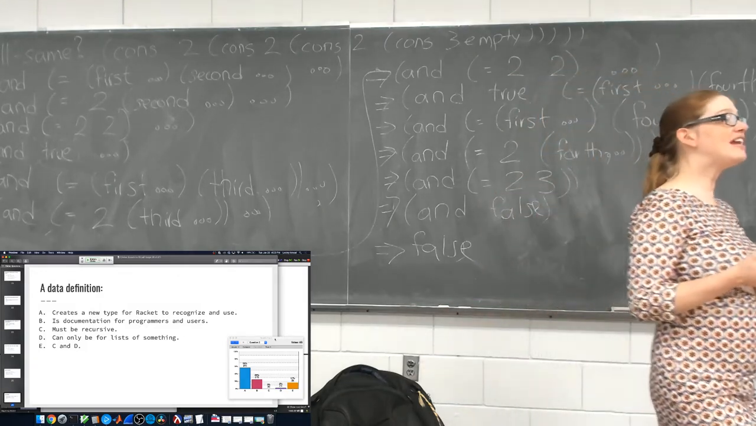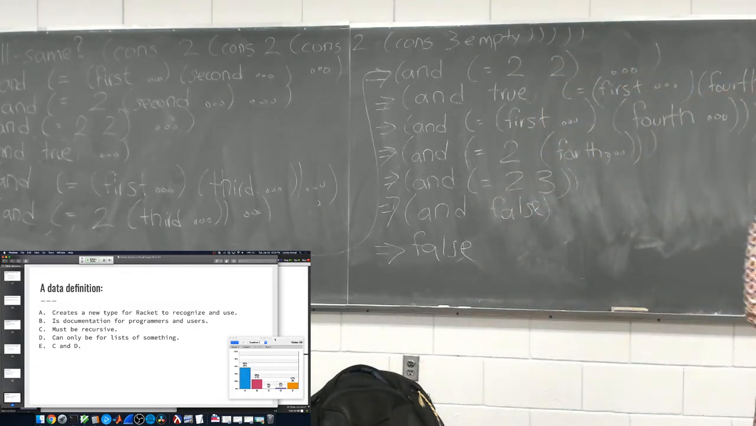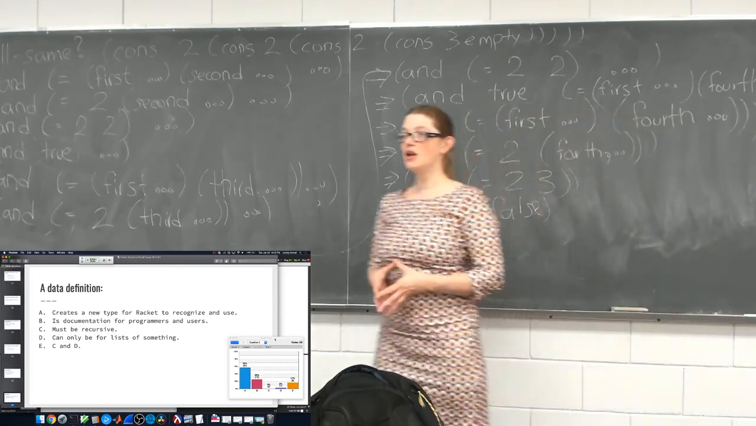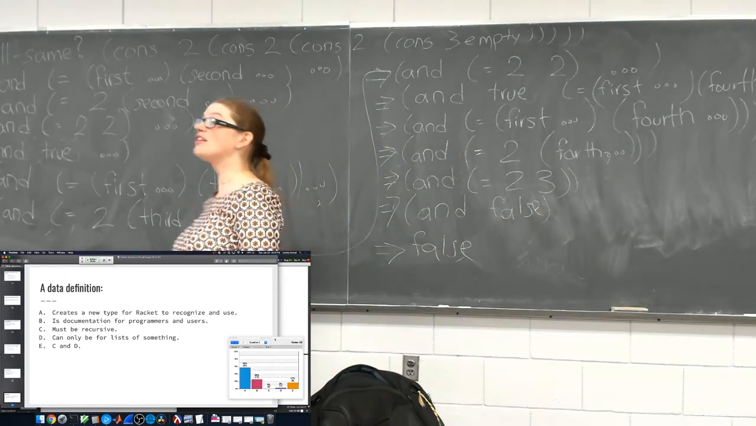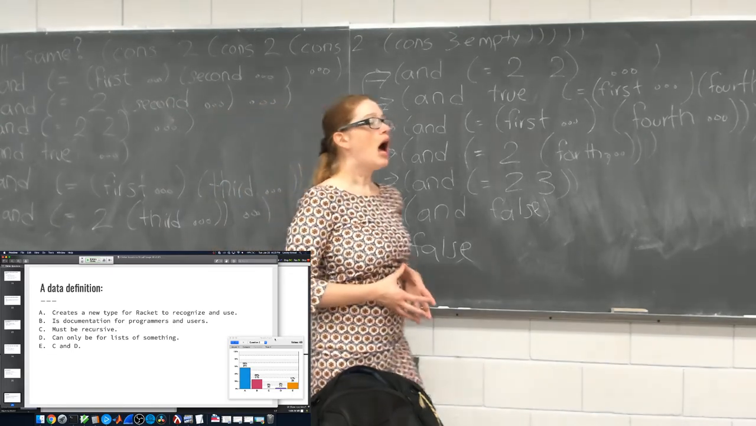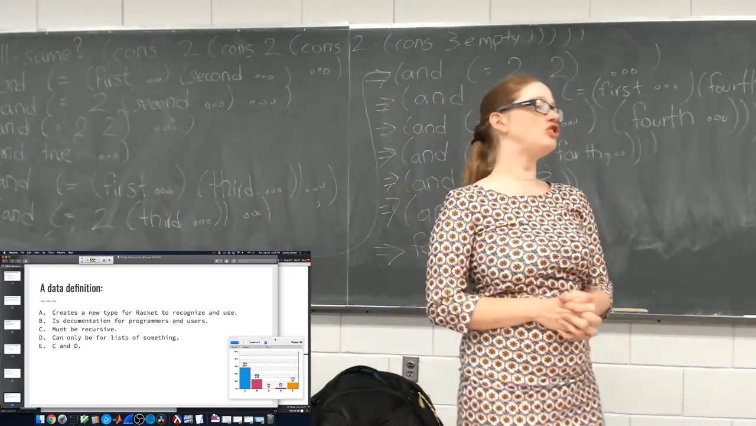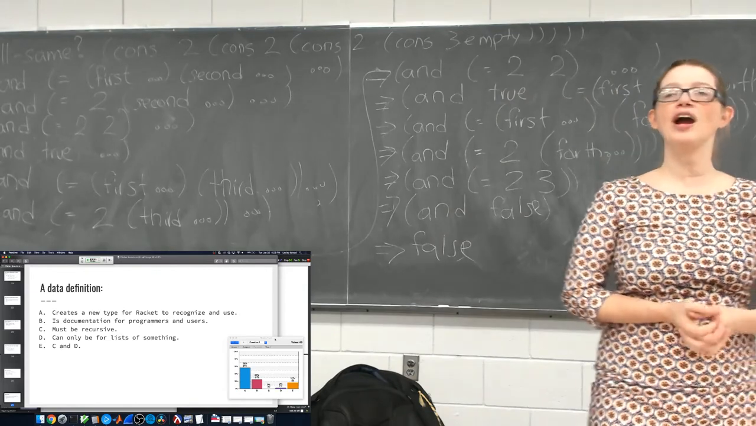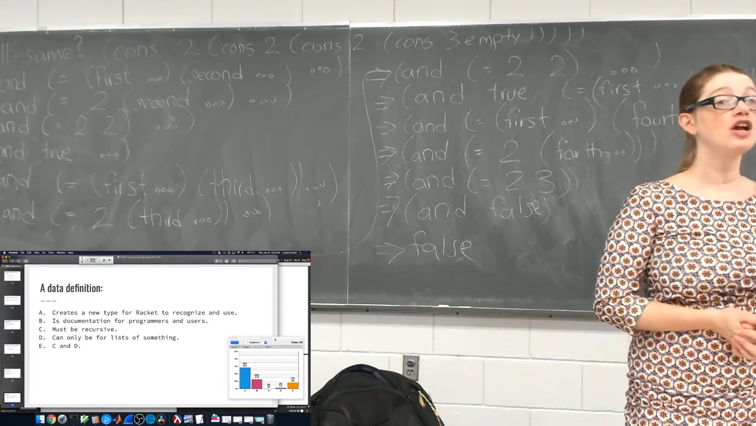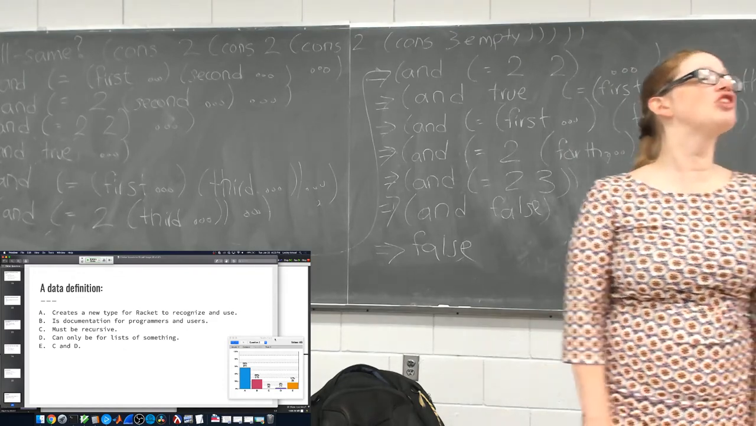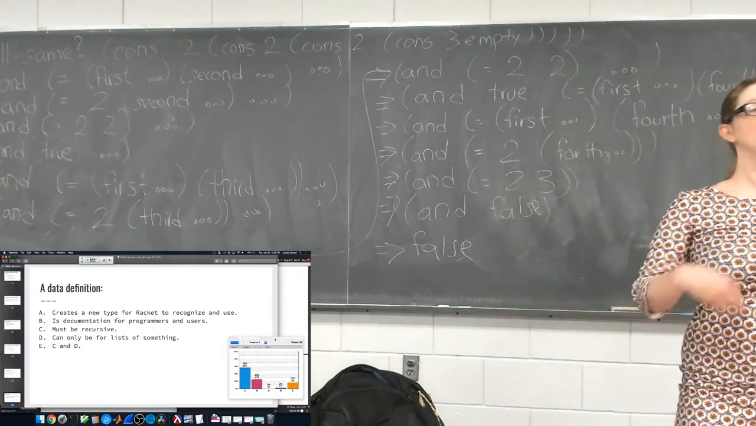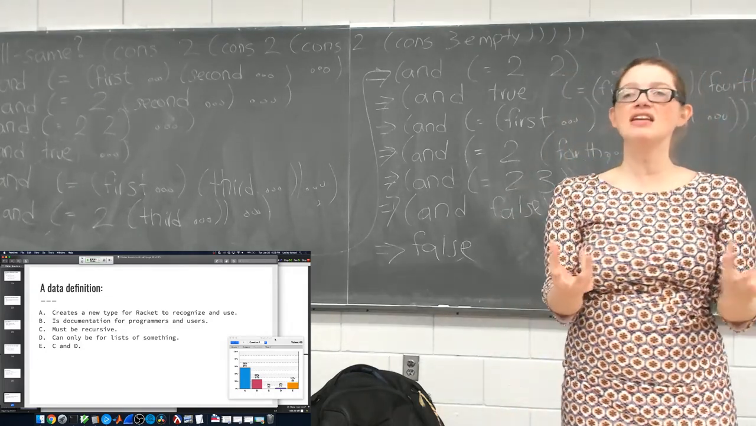You haven't created a new type for Racket. You created a convenient name for you to use in your documentation of whatever code you're using. So instead of saying, I have a function that consumes a two-element list where the first element is a symbol and the second element is a natural number that's between 1 and 13, you can say, I have a function that consumes a card. And the data definition is there to say what is the meaning of card.